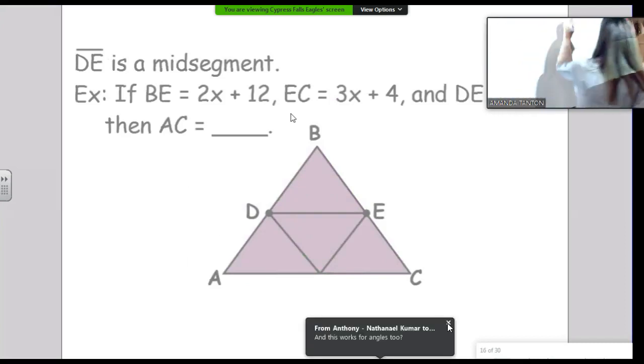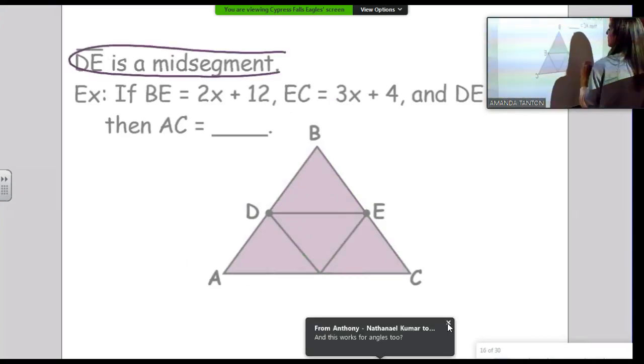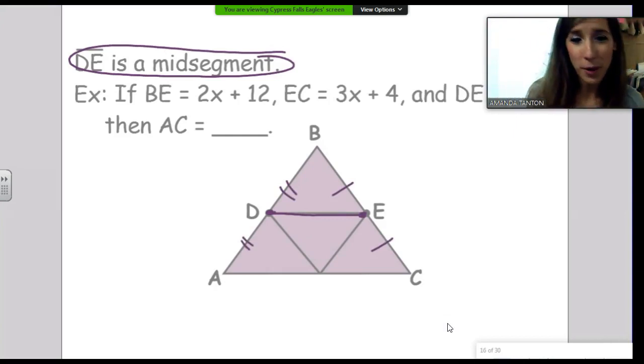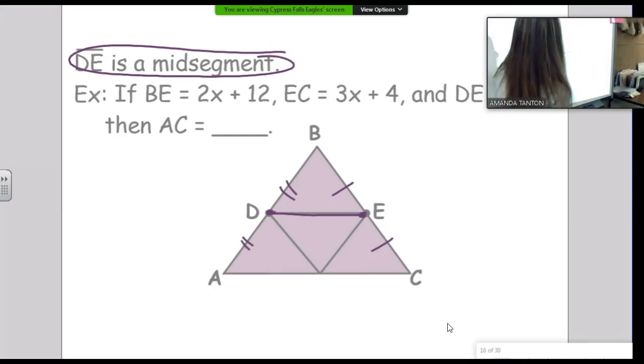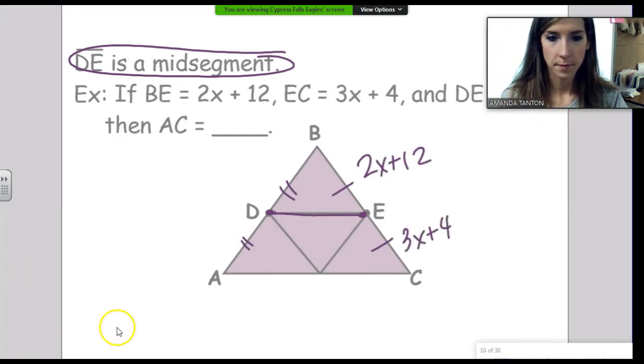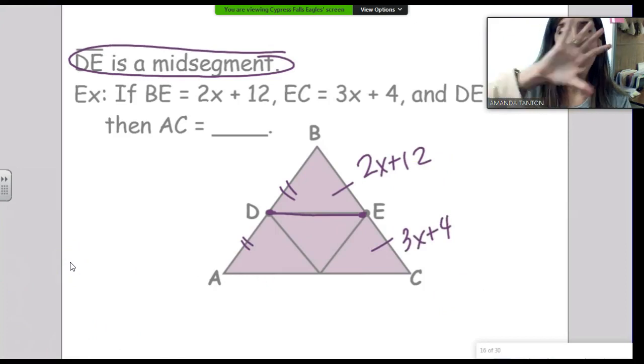All right, another example. The problem says DE is a midsegment. So I know DE is connecting a midpoint to a midpoint. So I'm going to label my picture appropriately. Will the midsegment and the bottom one always be parallel? Yes, I have that in a slide. Let's do this example and then we'll write down the theorem. There's a theorem. They will always be parallel.